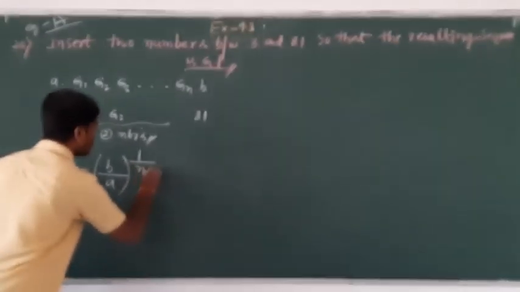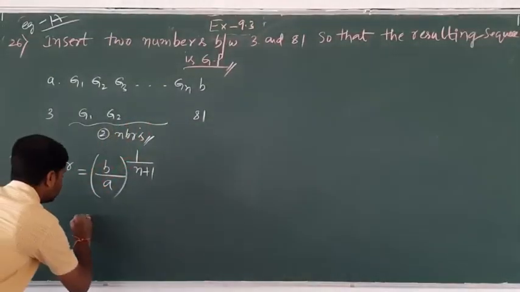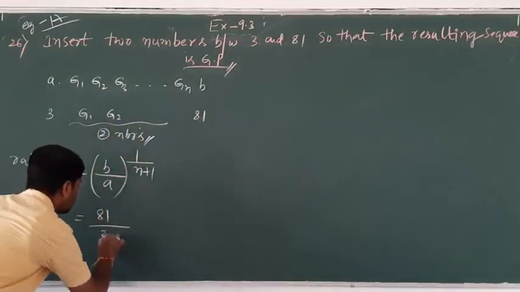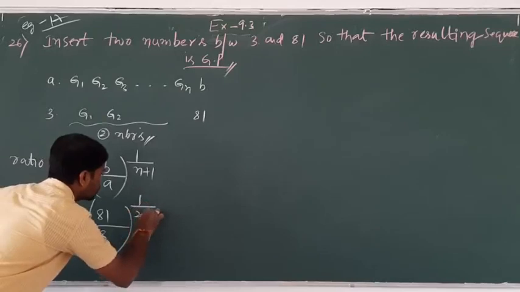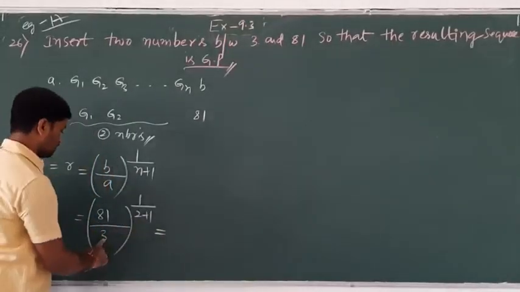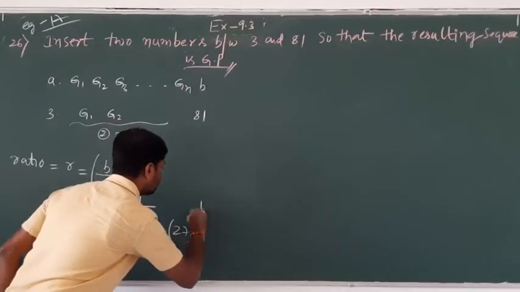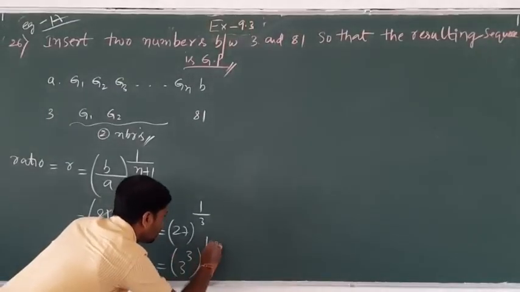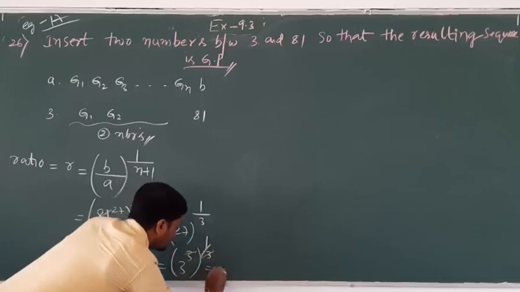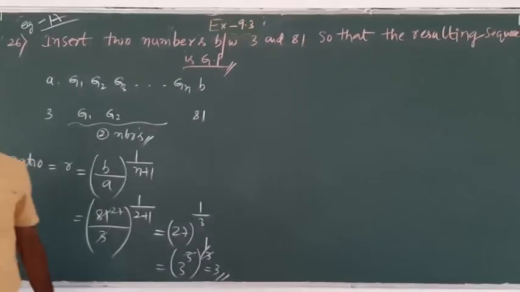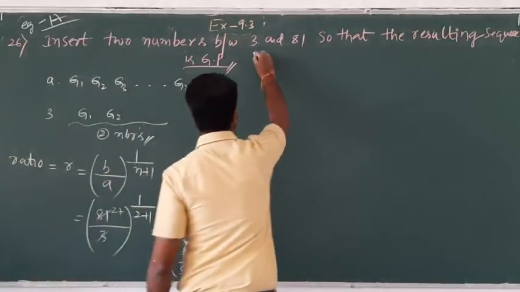First find out the ratio. R is equal to (B by A) whole power of 1 by n plus 1. What is the B value? Yes, 81. What is the A value? 3 only. Whole power of 1 by 2 plus 1. 3 1 ja, 3 2 ja, 3 7, so 81 by 3 means 27, whole power of 1 by 3. 27 is 3 threes are 27, whole power of 1 by 3, the 3 and 3 get cancelled. Therefore the common ratio R is equal to 3 only.